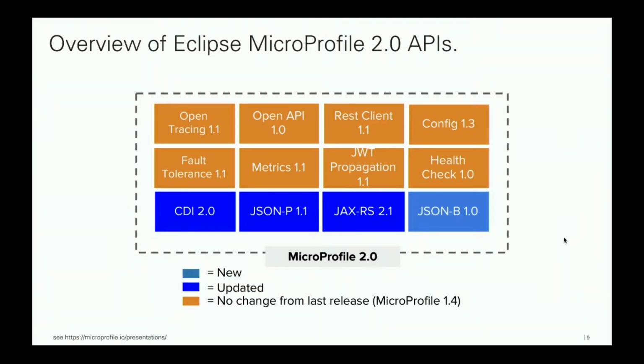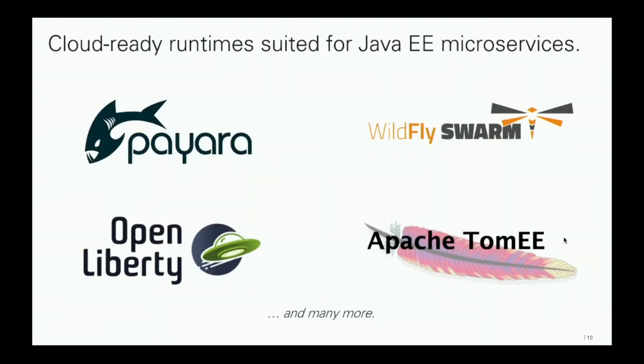Adam showed some of the stuff today. You have the metrics, you have JWT propagation, which is for security. So you have your good old JSON Web Tokens for security. You have an API for health checks. And then at the bottom, basically, you see the bare minimum of JE APIs like CDI 2.0, JSON-P, JAX-RS, and JSON-B.